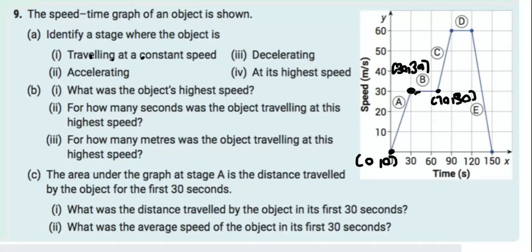Now let's go up here then to D. What do we reckon D is? Yeah, 60 meters per second. At 90 seconds in, you're going 60 meters per second. Okay? And what about this one over here?